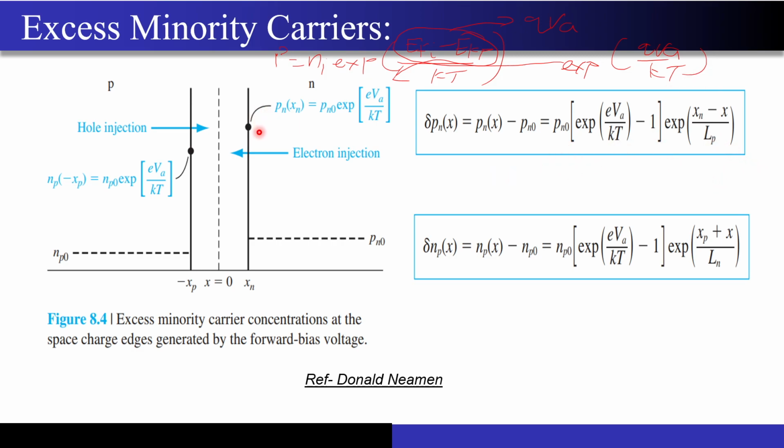You know, this decay happens exponentially. Assuming that this semiconductor material is long enough, this decay happens exponentially, right? And this is what has been written. This decay, as you can see, is e to the power (xn minus x), right? As x is increasing, this exponential factor will decrease, right? So these are the two important equations that I want you to remember.